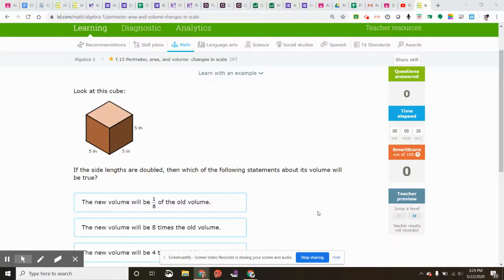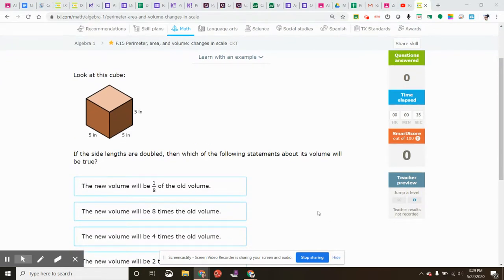Afternoon, we're going to be looking at Algebra I F15: perimeter, area, and volume changes due to changes in scale. Looking at this cube, it says the side lengths are doubled. So that means everything is going to go from 5 to 10. And to find the volume, which is what it's talking about, we're going to be multiplying 10 times 10 times 10.